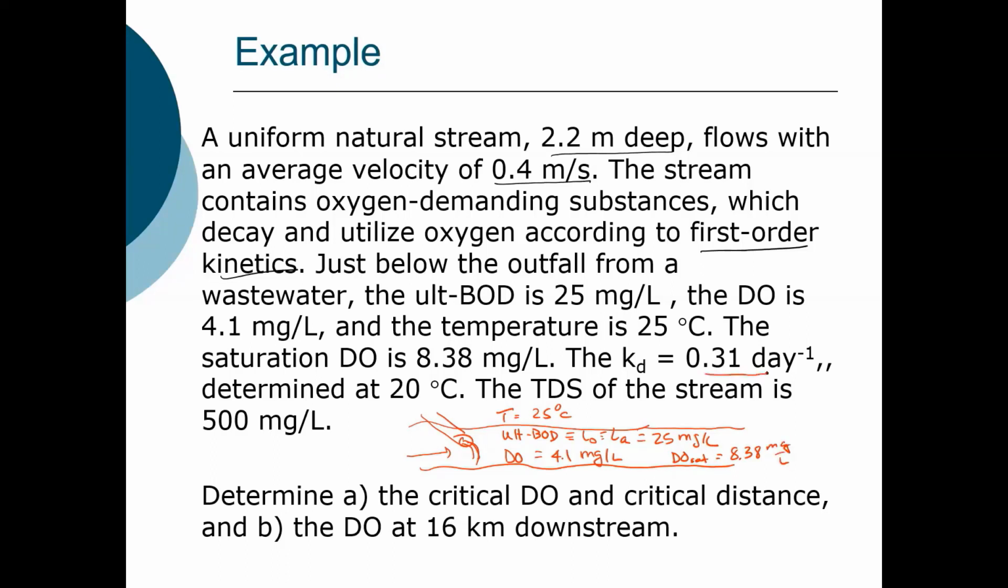You're given the KD for the stream, so the deoxygenation rate constant. That was determined at 20 degrees C, and you're told that the TDS of the stream is 500 milligrams per liter. And we're asked to determine the critical DO, the critical distance, and the dissolved oxygen concentration 16 kilometers downstream. Now notice this DO sat is for pure water. Okay, so just to remind you of that.